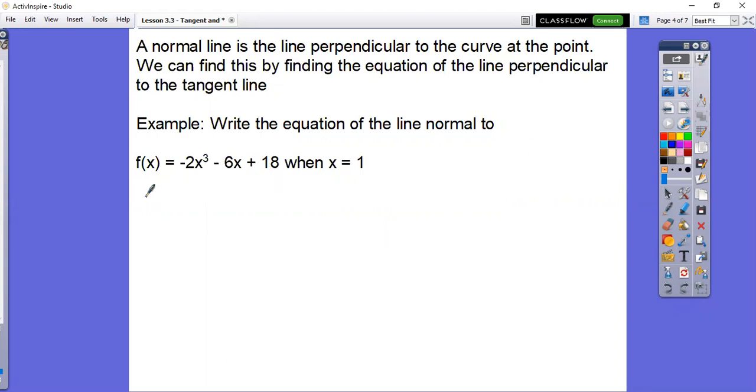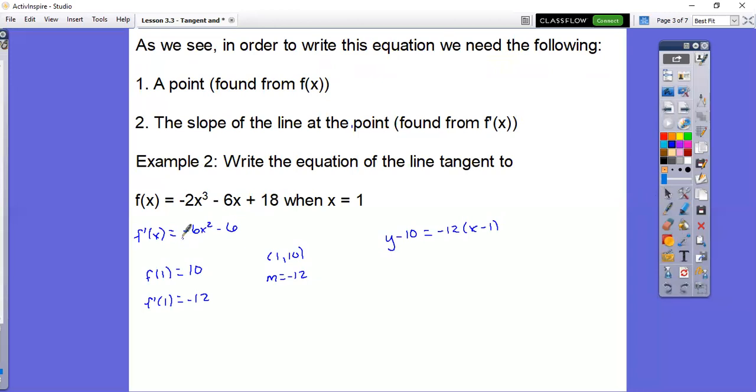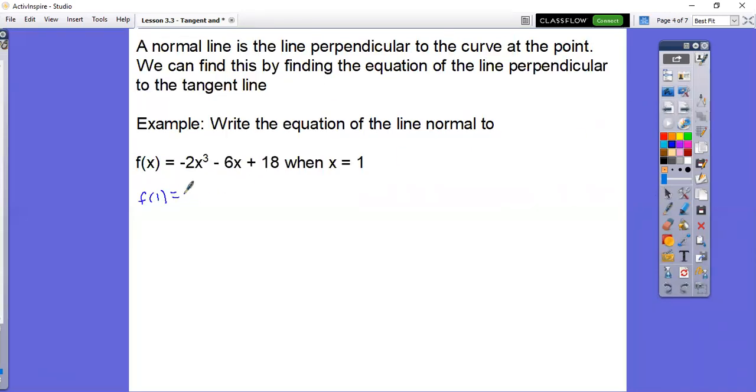So this same kind of process here. If I want to find when x equals 1, I just did this a second ago. So f of 1, we figured out f of 1 was equal to 10. F prime of 1 was equal to negative 12. All right, so we just found these. And so I know that this curve has the point (1, 10), and at that point, the slope is equal to negative 12.